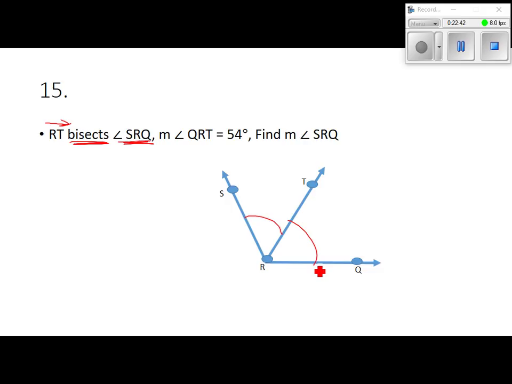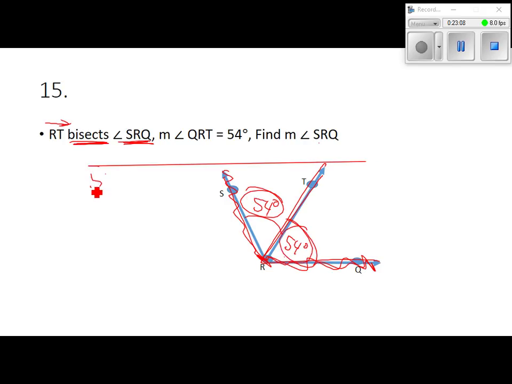They tell us QRT, that's this angle, QRT, that angle is 54 degrees. Well, if that angle is 54 degrees and this ray bisects the big angle, then that means this angle has to be 54 degrees. They want us to find angle SRQ. That's the whole thing. To find that whole thing, all we're going to do, take those two and add them together. 54 plus 54, and you end up with 108. So that whole angle has to be 108 degrees.